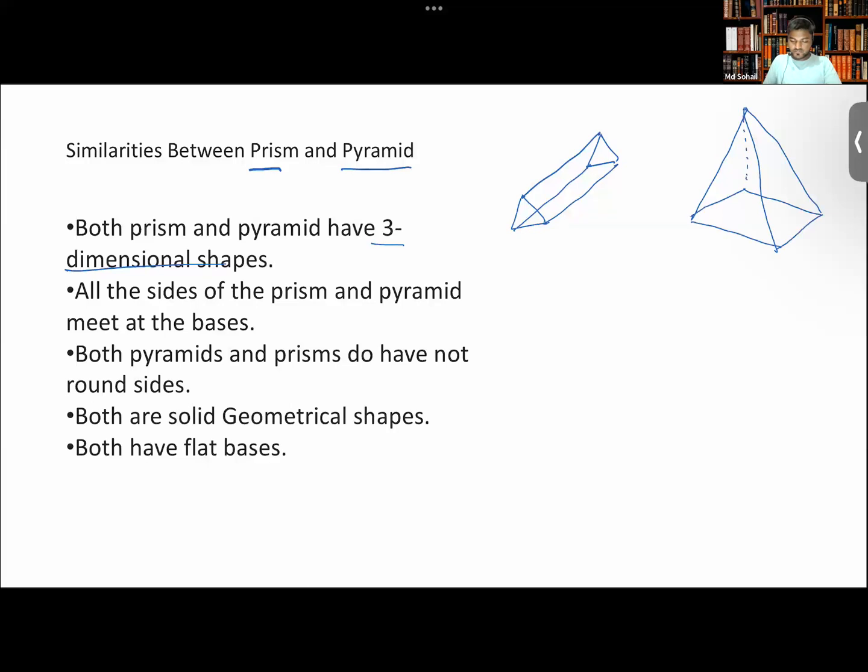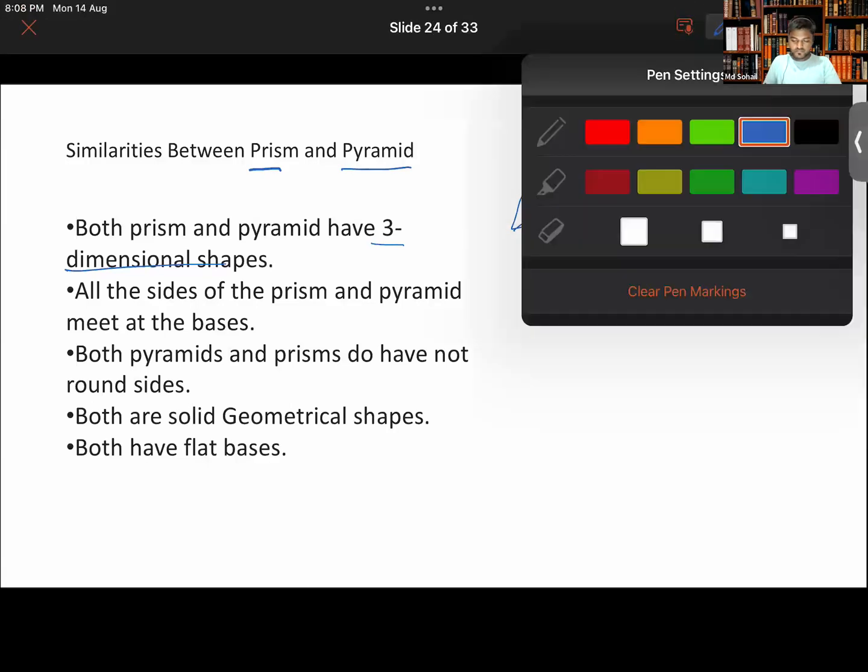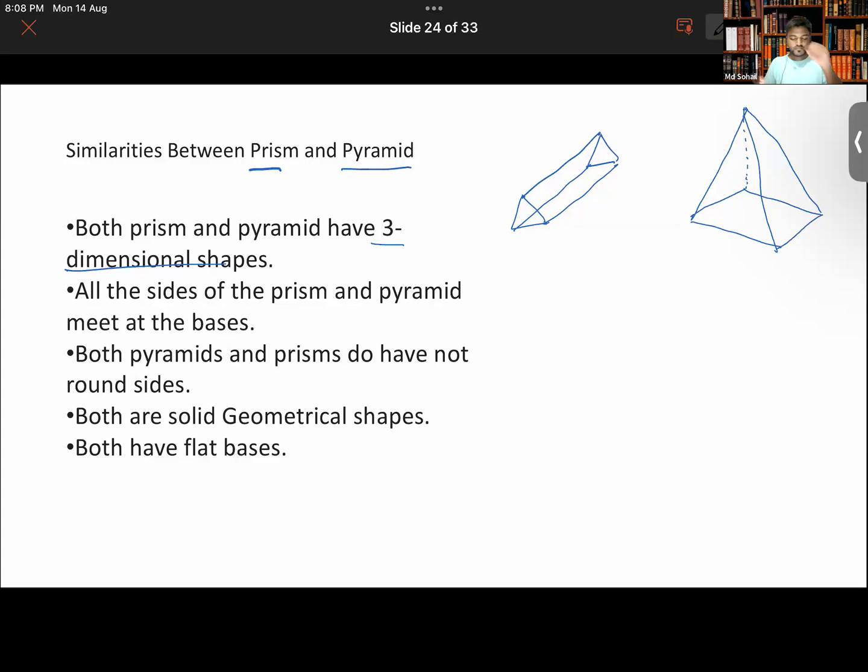Can we write one more point that it has 2 triangles? Their faces are 2 triangles. Yes, obviously we can add that one. It has got 2 triangles in it. In fact, 2 equilateral triangles. Why equilateral triangles? Because they are parallel exactly to each other. That is the reason. And here you get 4 triangles.